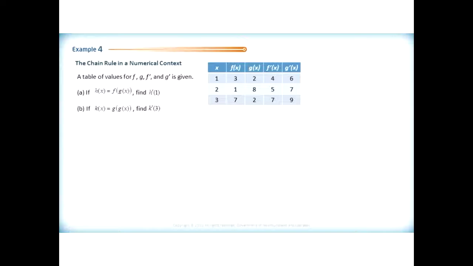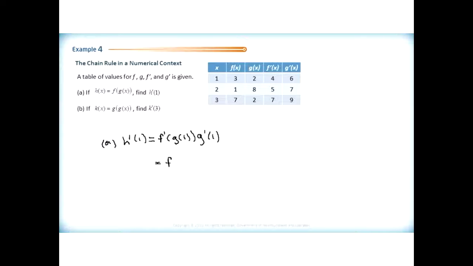So in this case, we have a table of values with a bunch of things about f, g, whatever. And in part A, it says we want to find h prime of 1 if h of x is the composition of f with g inside of it. So that means it's going to be f prime of g of 1 times g prime of 1.